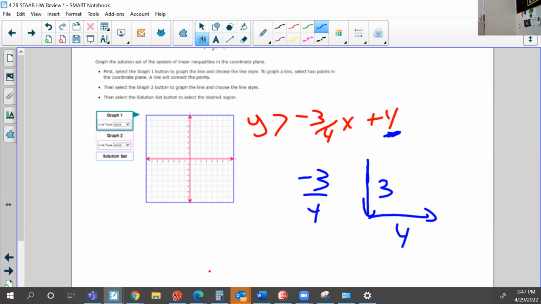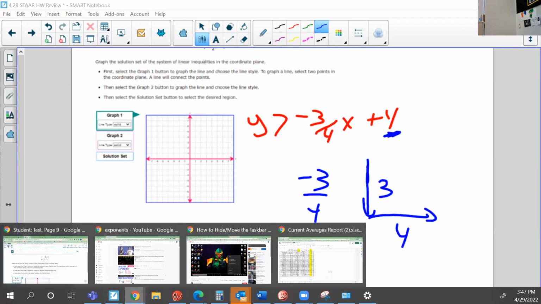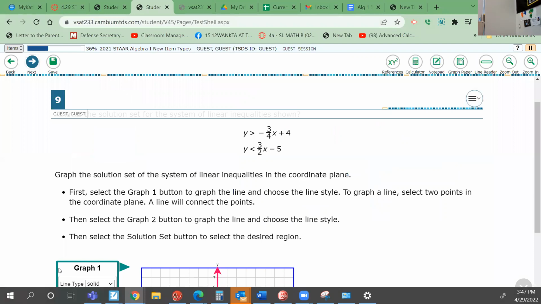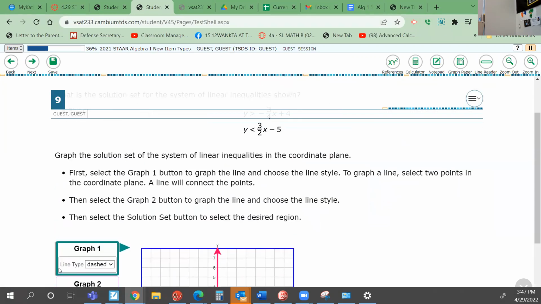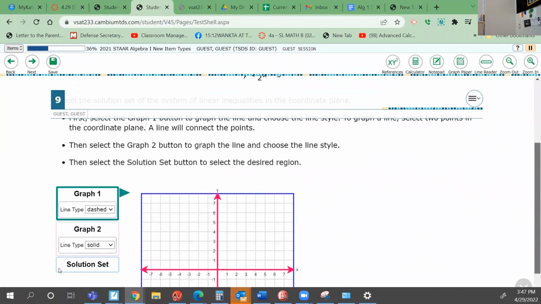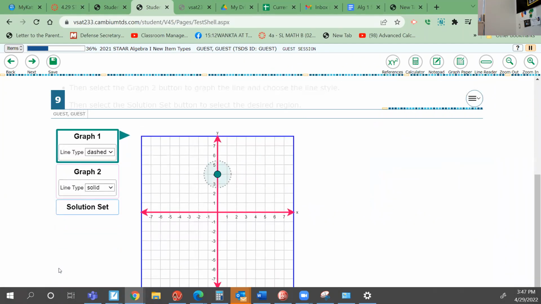So let's look at that now. Let's go to the graph. Okay. So the first one, you've got to select it. Again, because it's greater than, it's going to be a dashed line. So I'm going to start at 4. All right, the first one is 4, right? Start at 4. And then I'm going down 3 and to the right. So down 3, 1, 2, 3. So put that one, and over to the right 4, which puts me right there.